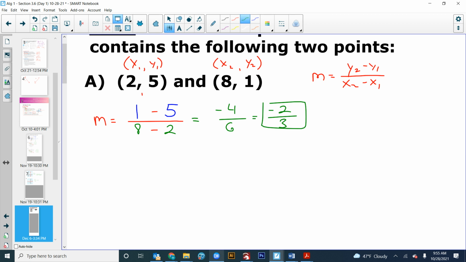Hey, the biggest mistake we'll see is you're going to put the difference in the x's on top and the difference in the y's on the bottom. That's the mistake we're going to see.